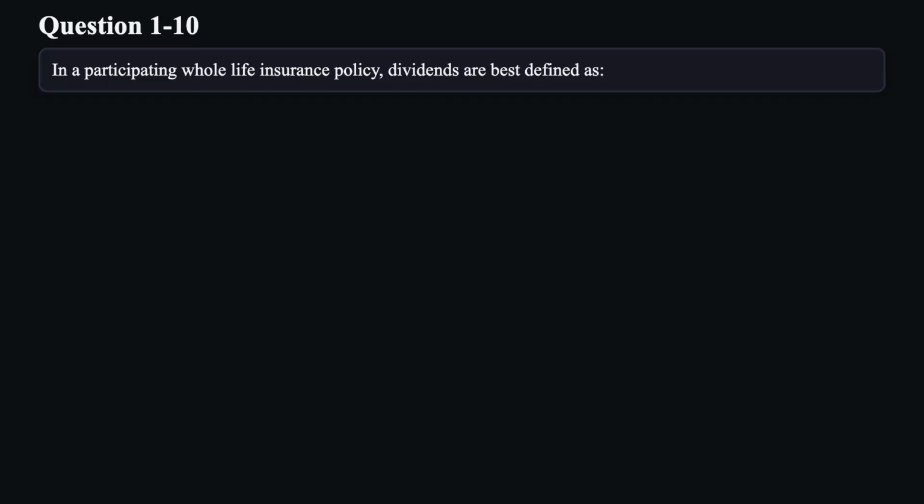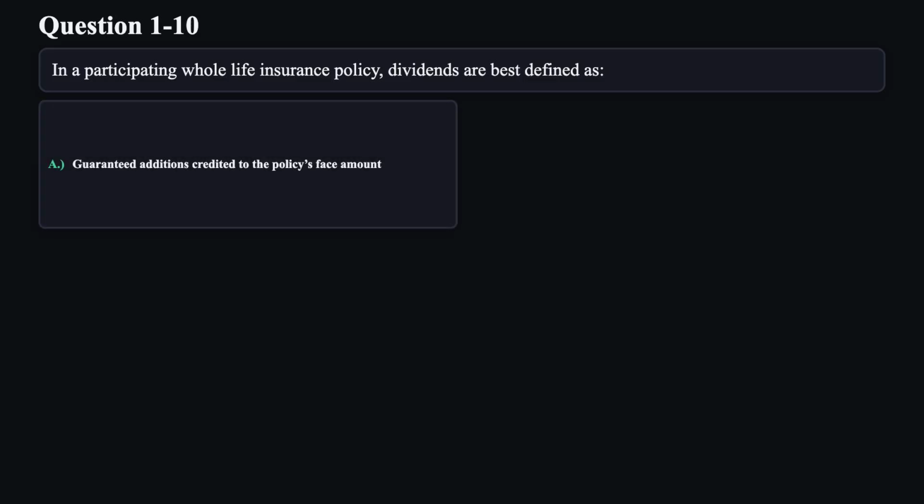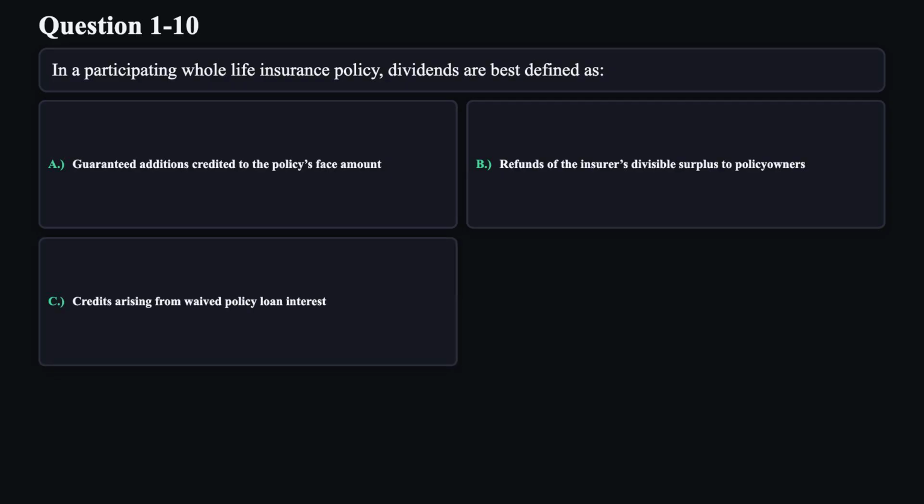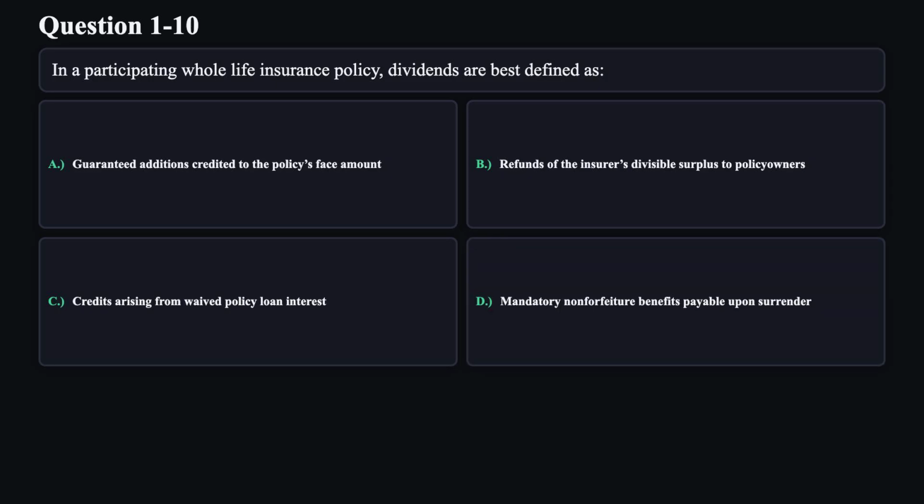Question 10. In a participating whole life insurance policy, dividends are best defined as A. Guaranteed additions credited to the policy's face amount. B. Refunds of the insurer's divisible surplus to policy owners. C. Credits arising from waived policy loan interest. D. Mandatory non-forfeiture benefits payable upon surrender.